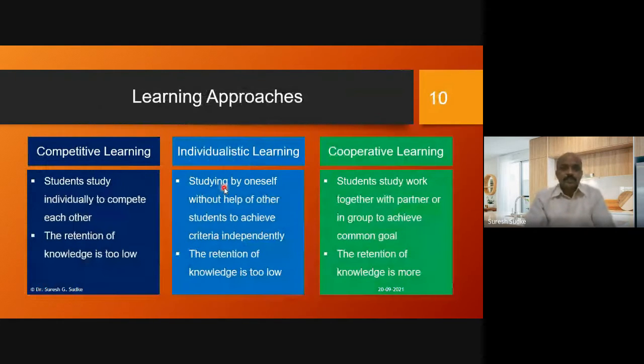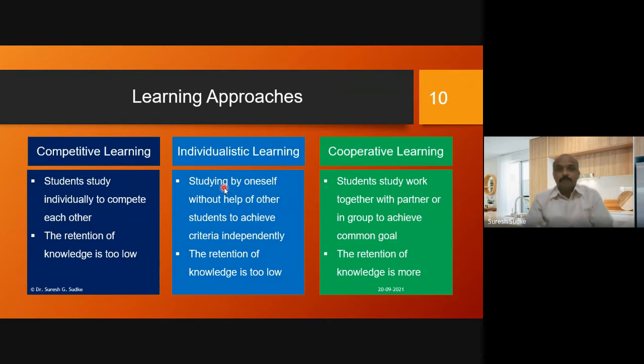So the learning approaches are mainly divided into three types. The traditional learning is called competitive learning, because the students are competing with each other individually, and therefore the retention of knowledge is very less. The individualistic learning means self study. In this case also the knowledge retention is very less.